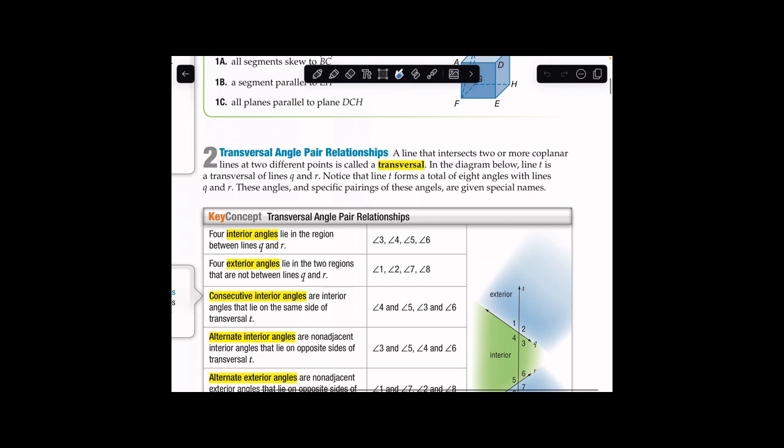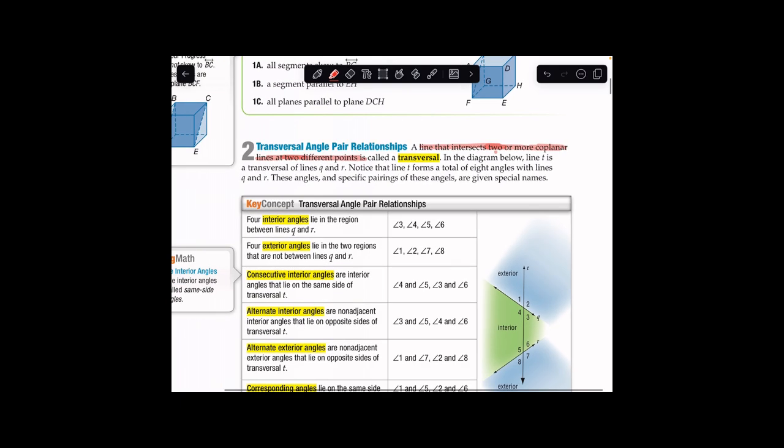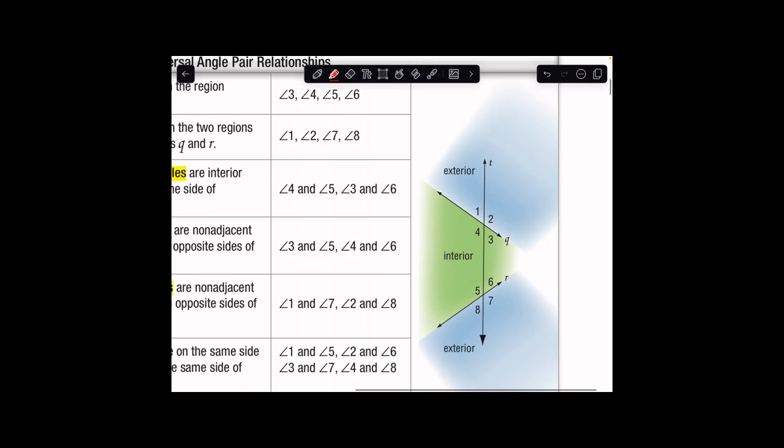Now, let's talk transversal angle pair relationships. A line that intersects two or more coplanar lines at two different points is called a transversal. So again, two or more lines intersected at two different points. In the diagram below, line T is a transversal of lines Q and R. So here is line T, here is Q, here is R. One line intersects two others.